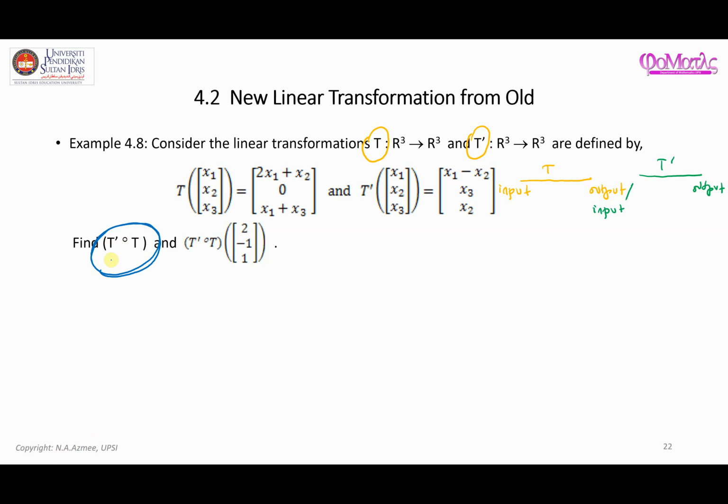That means the composition of these two transformations. When T is behind, it means that you start from T. So you start from this input, you do the T transformation, and you go right next to it. This is the part here, and it is defined as this.